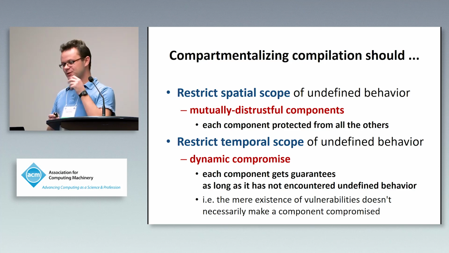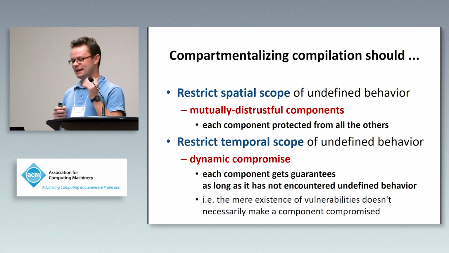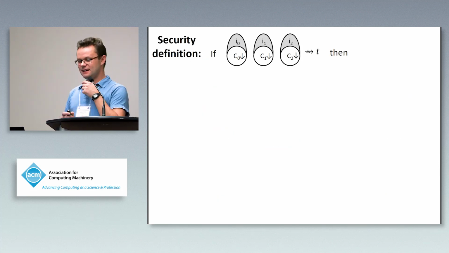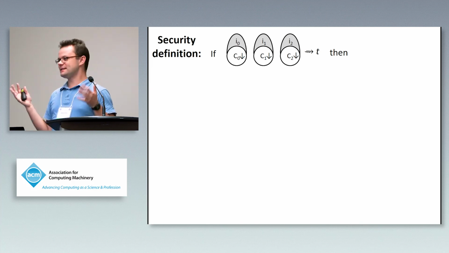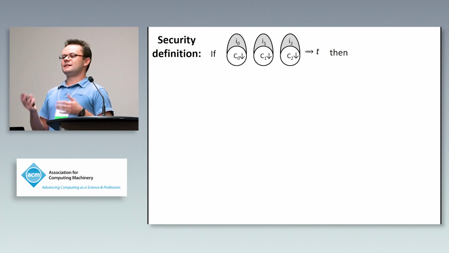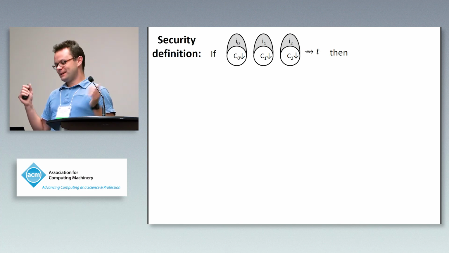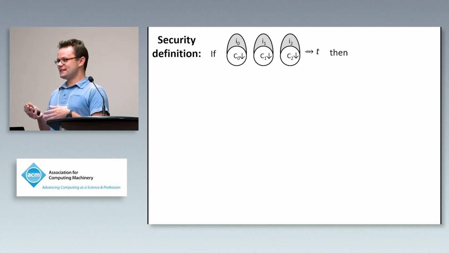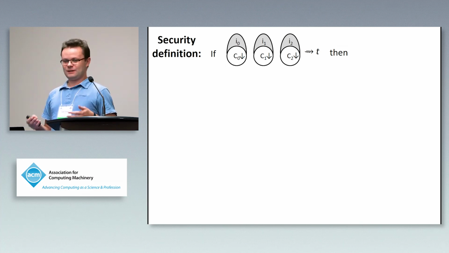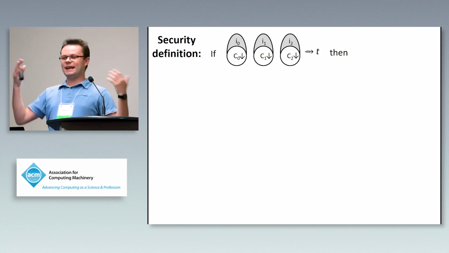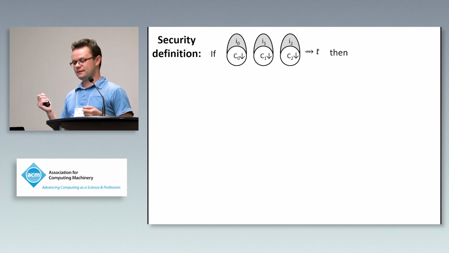So now, if you do this, you can formalize a security definition. And I'm going to show you, well, half informally, but it's quite close to our actual formal definition. What this is saying is a compilation chain is secure if whenever you compile a compartmentalized program, link the components, run it on the machine, and obtain a trace T, then this trace T can be explained in some way in the source language.